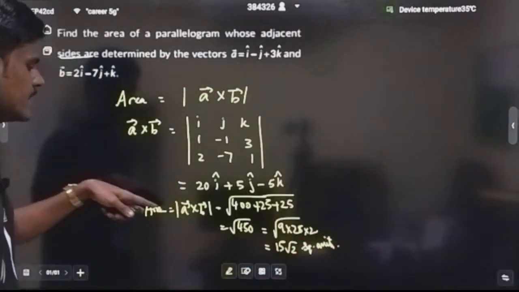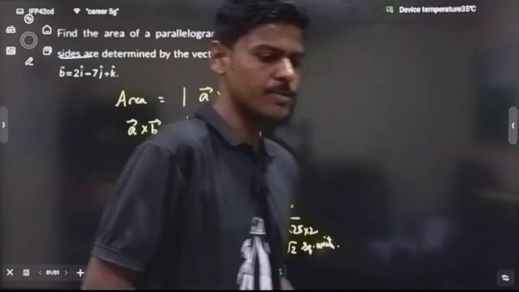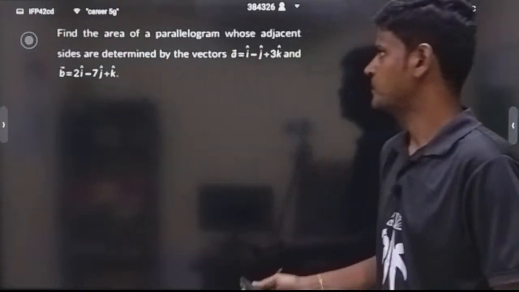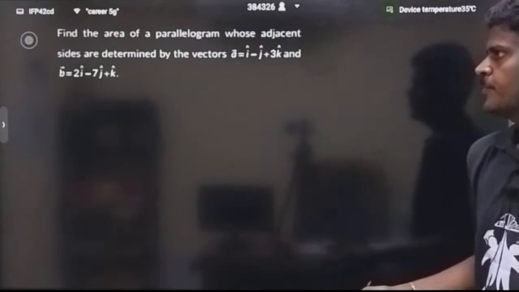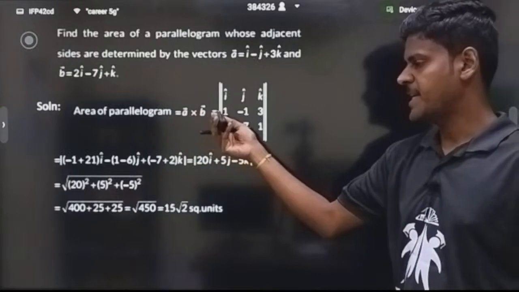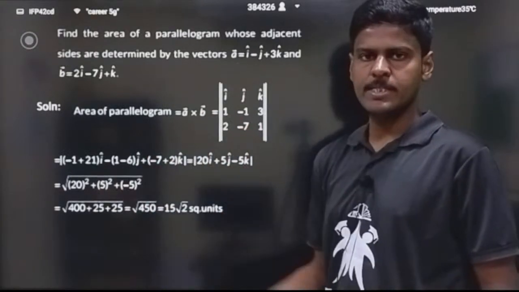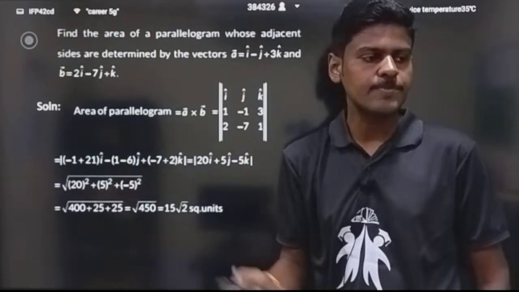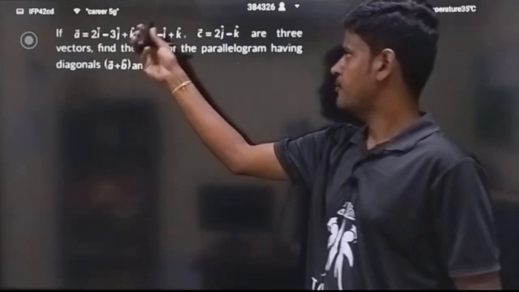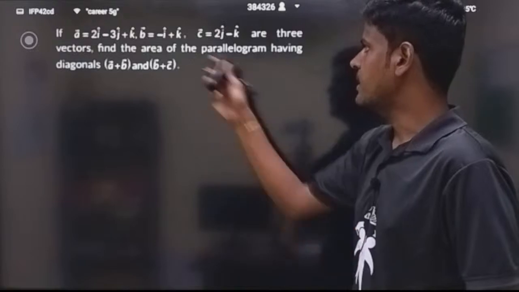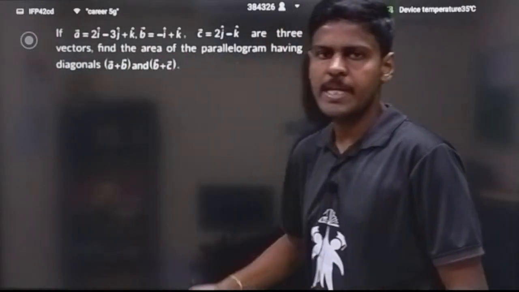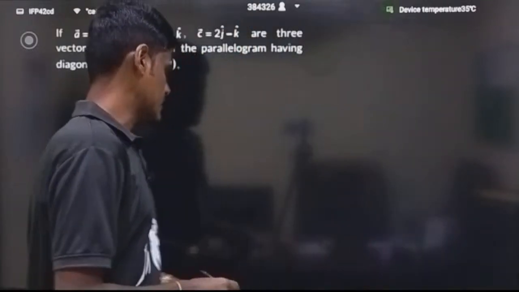Clear now students? So area equals 15 root 2 square units. First we have to find A cross B and then take the modulus. And remember, area will always be a positive quantity. Next question: if A, B and C vectors are 3 vectors, find the area of the parallelogram having diagonals A plus B and B plus C.